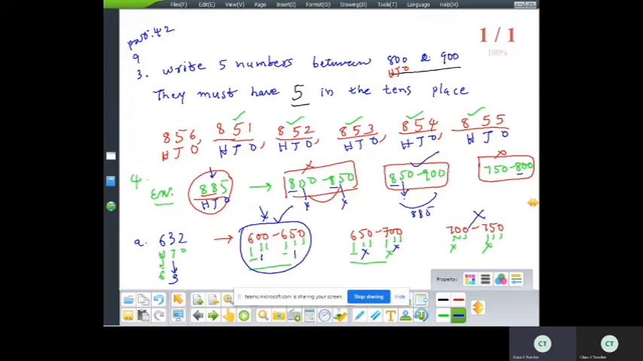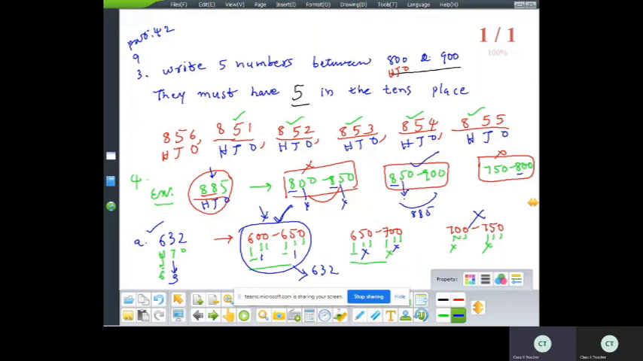We count from 600 to 650: 601, 602, 603, up to 650. Our number 632 is in between 602 and 650. That is, our number is here. This is the correct answer. Okay, students, you count the numbers which are required, and you will get the answer in between the given two numbers.